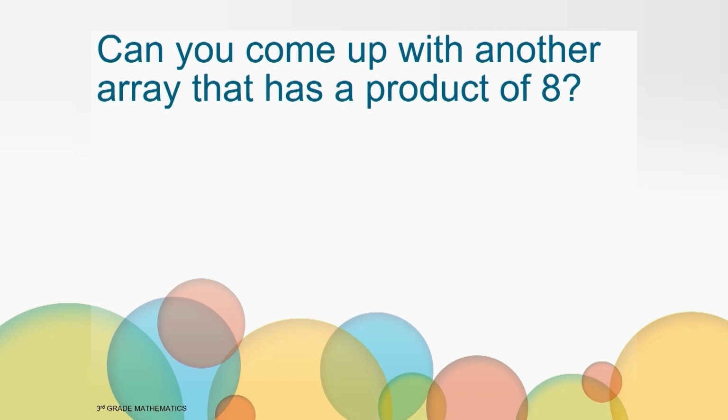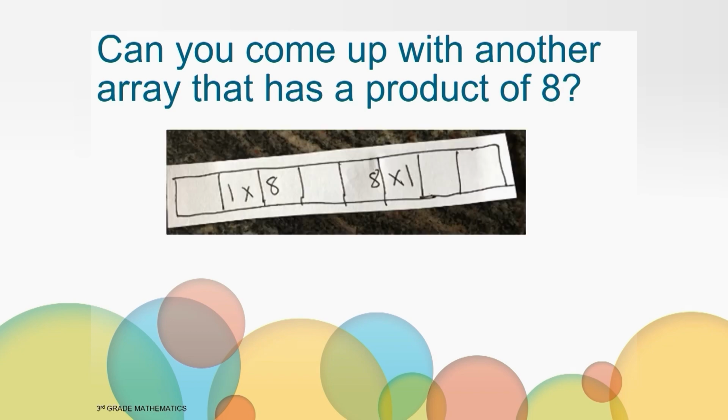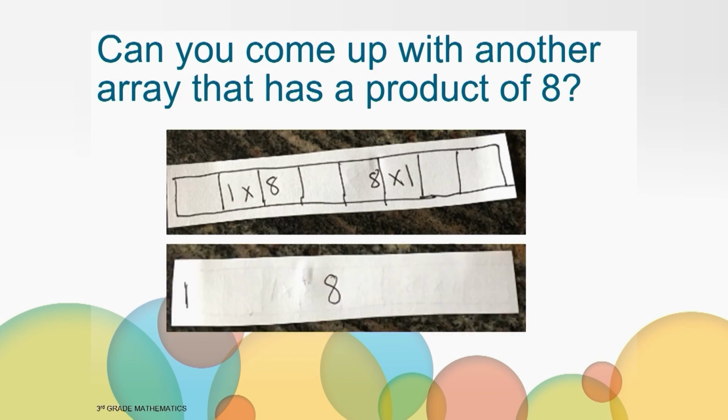Okay, let's check. Here's what I came up with. Depending on how you hold it, it can be one row of 8, so 1 times 8, or if you turn it, it could be 8 rows of 1, so 8 times 1. Does this match what you made? Here's what the back of mine looks like. I have a 1 on the left because there's 1 row.